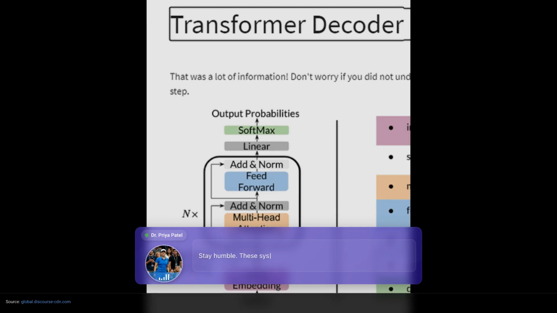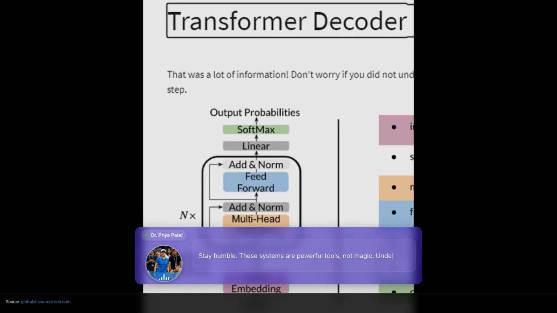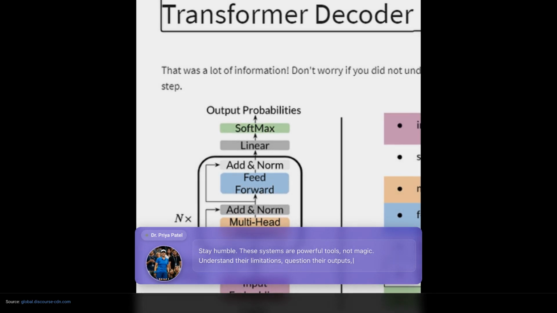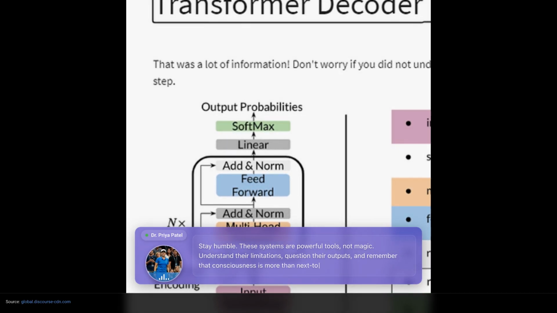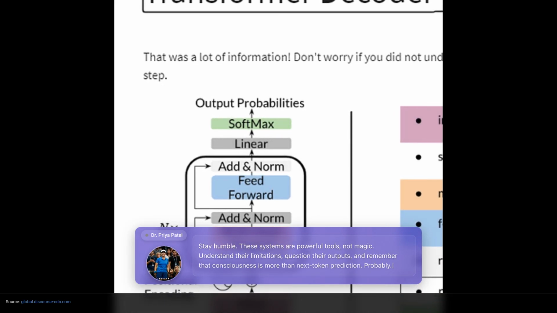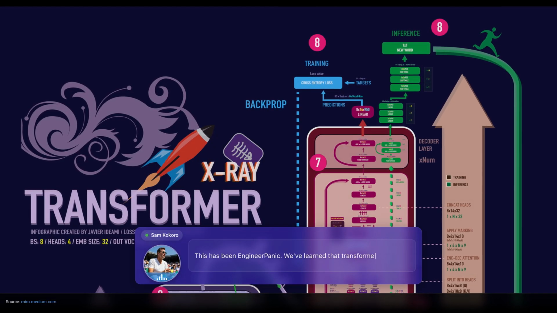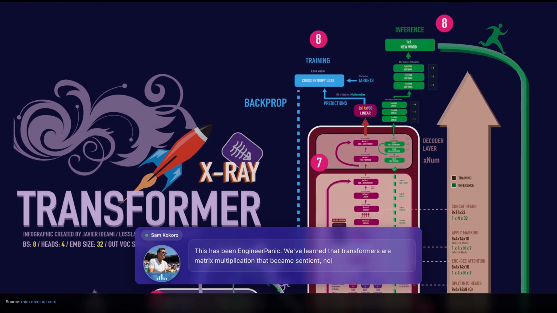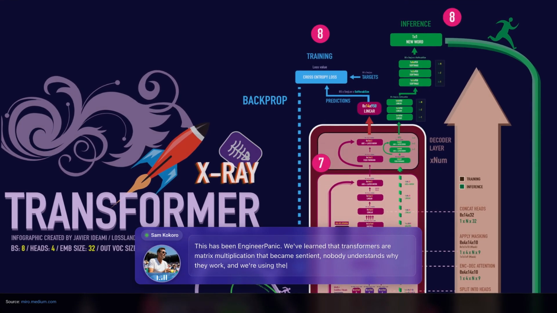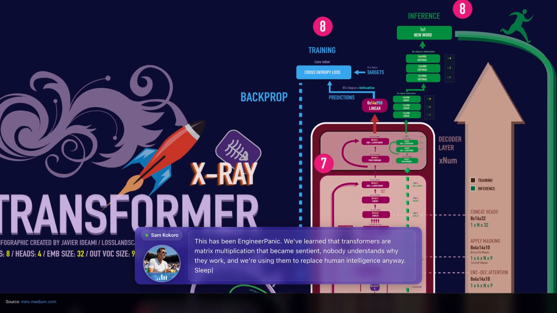Stay humble. These systems are powerful tools, not magic. Understand their limitations, question their outputs, and remember that consciousness is more than next token prediction. Probably. This has been Engineer Panic. We've learned that transformers are matrix multiplication that became sentient. Nobody understands why they work, and we're using them to replace human intelligence anyway.